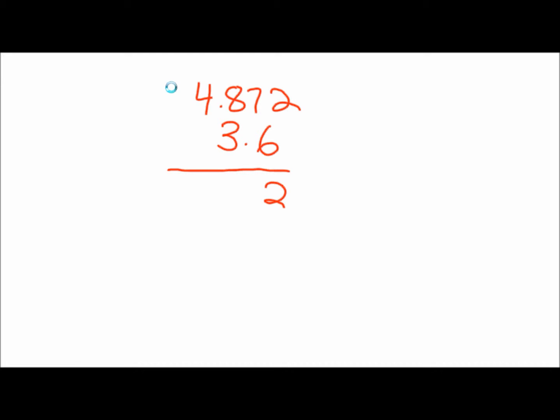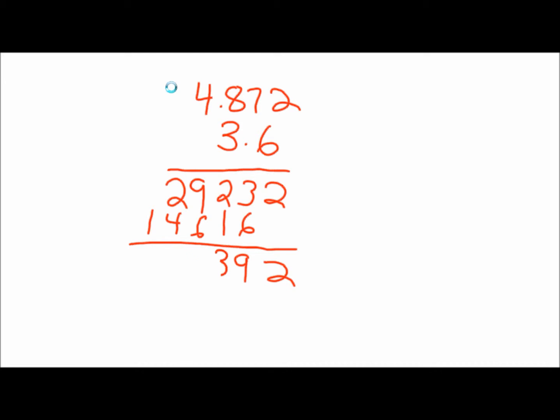6 times 2 is 12. Carry 1, 42, 43. Carry 4, 48 and 4 is 52. And carry 5, 24 and 5 is 29. And we go 3 times 2 is 6. 3 times 7 is 21. Carry 2, 26. Carry 2, 14. Now we come down to the final thing here. 9, 3, 15, carry 1, 7, 1.